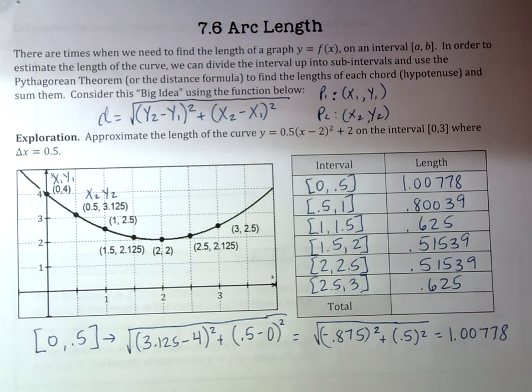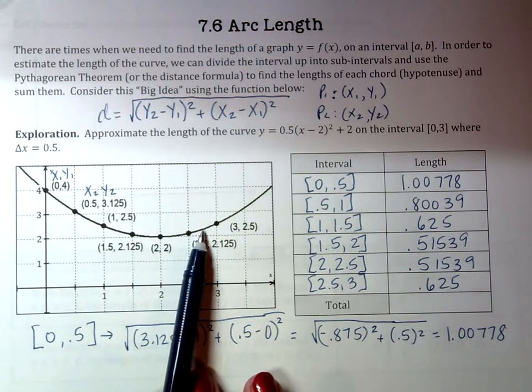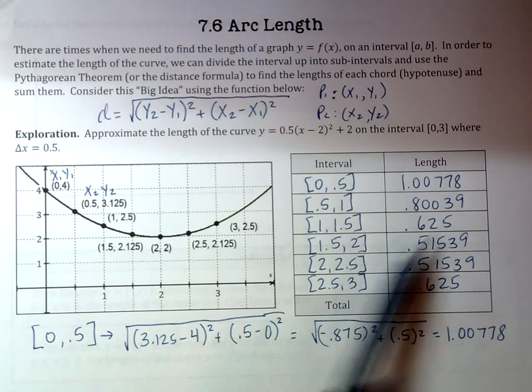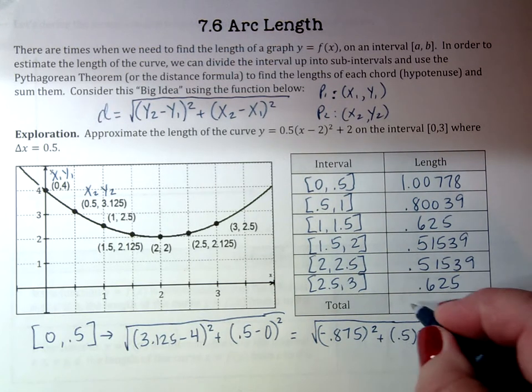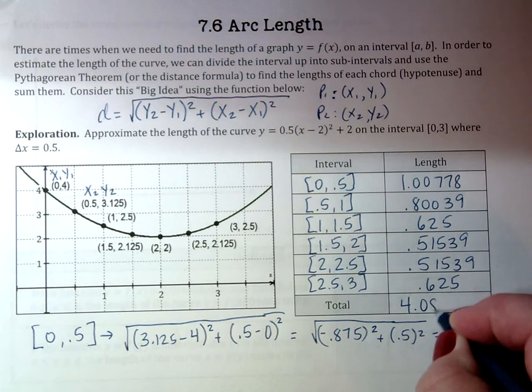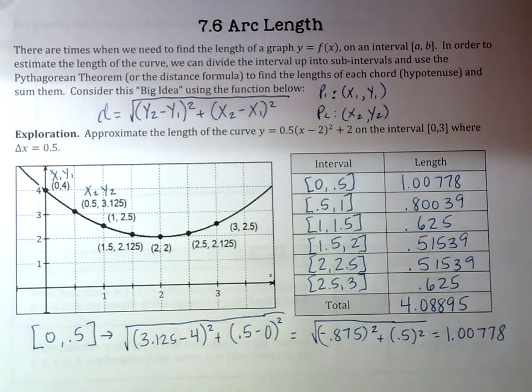So if I want to know what the length of the curve is, I've divided it up into 6 little segments that when I add them up, I'm going to get an answer of how long this curve actually is. When I add them up, I get 4.08895. But is that really how long it is, or is that an estimate of how long it is? And how good is the estimate?